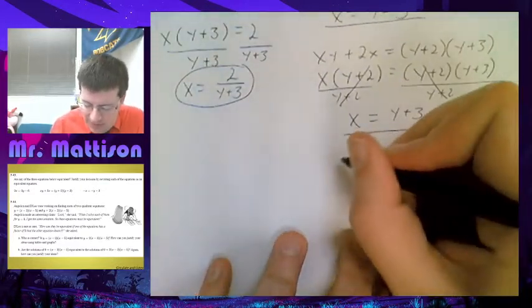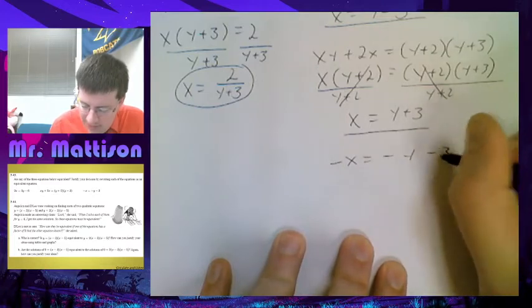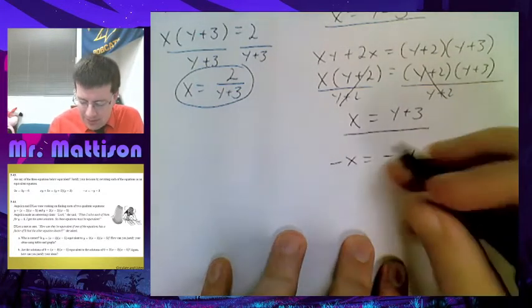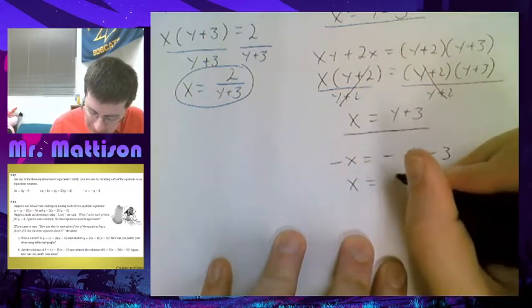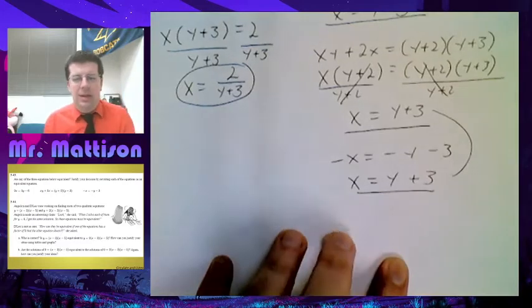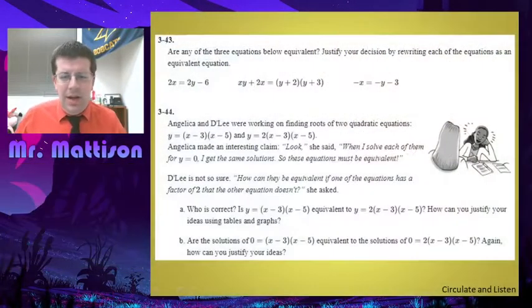And then my last one I have is negative x equals negative y minus 3. Well, I multiply everything by a negative 1 or divide everything by a negative 1. Does the same thing. x equals y plus 3. So then these two are going to be equivalent for me. And there we go. All right. So if we hop over and take a look at number 44.